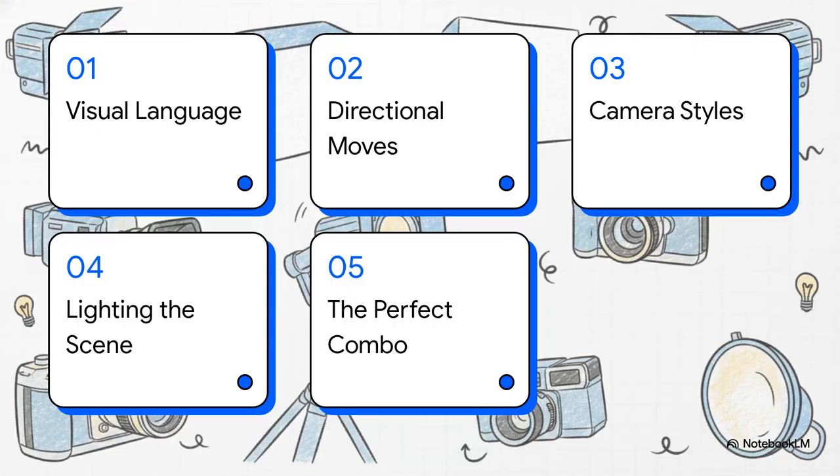So, here's our roadmap for today's explainer. We'll start with the documentary visual language, move into directional moves, explore different camera styles, tackle lighting the scene, and finally, look at the perfect combination of all these elements. Basically, we're going to compare contrasting techniques to show you exactly how your choices directly impact your storytelling.